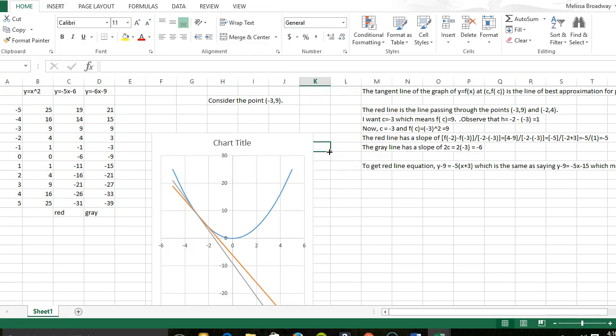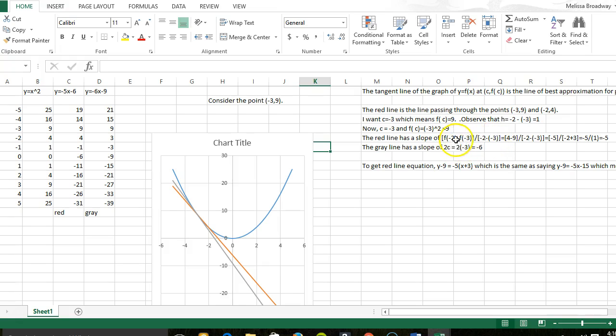So my h value is 1. And really from that, I already knew my denominator would be 1. So from that, I already know that when I get my slope on my red line, when I do delta y over delta x, my change in x will be positive 1.